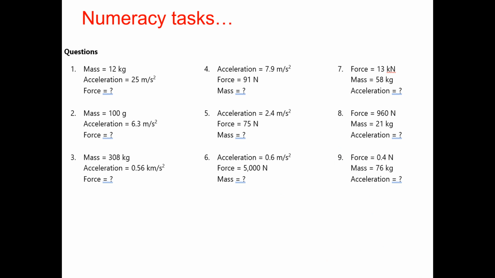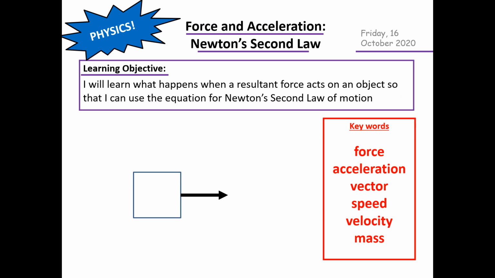Okay, excellent. If you got all those right, fantastic. If you didn't, go back and review what I've been talking about, in particular checking those units and working out those prefixes. For now though, today we've been looking at something called Newton's second law, which looks at the relationship between force and acceleration, and what happens when a resultant force acts on an object. We can then use that equation for Newton's second law of motion to describe the force, the acceleration, or the mass of an object. Thank you, Year 11.